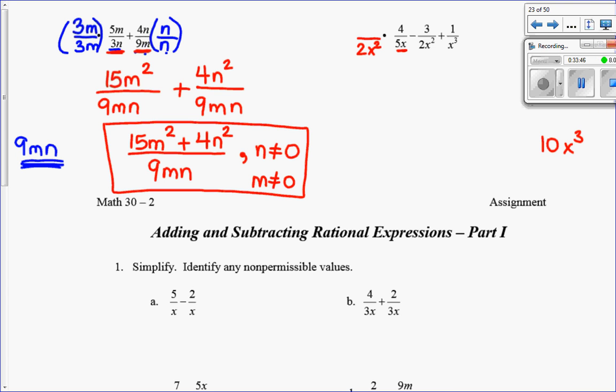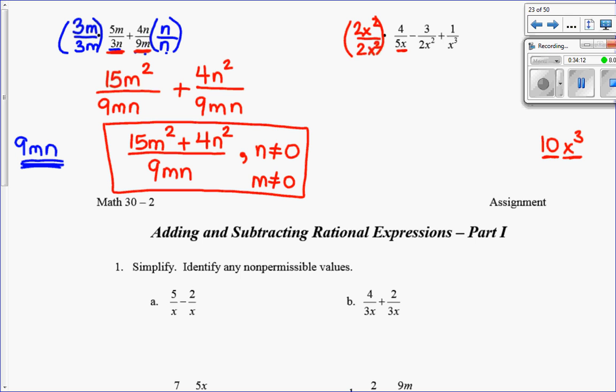Because it has to be a number that the 5, the 2, and the 1 will all multiply into. That's the 10. And the x squared, and the x cubed will all multiply into x cubed, okay? So 2x squared on the bottom is what I'm multiplying by, so I have to multiply by the same thing on the top, 2x squared. 2x squared over 2x squared is really just 1, yeah.